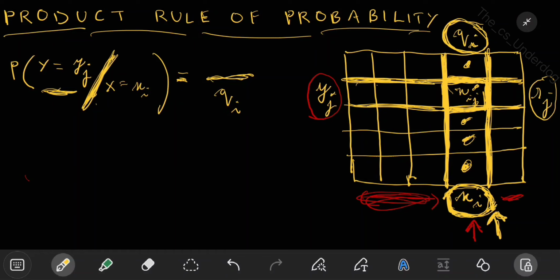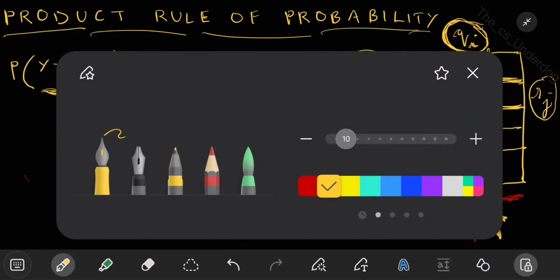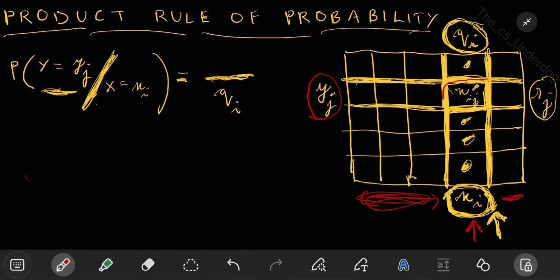So x equal to xi has total occurrences qi, you know that. Out of which, how many occurrences did y equal to yj happen? That is this particular box. Let me take some other color. This particular box is where y equal to yj happened along with x equal to xi. That box represents the numerator, that is nij. So the probability of y equal to yj given x equal to xi is nij by qi. Just keep this information there.